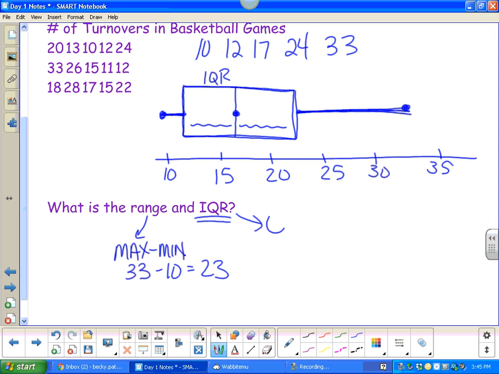My IQR is the box, so Q3 minus Q1. So it's this guy minus this guy. And again, I can look at my 5-number summary, 24 minus 12, so my IQR is 12.